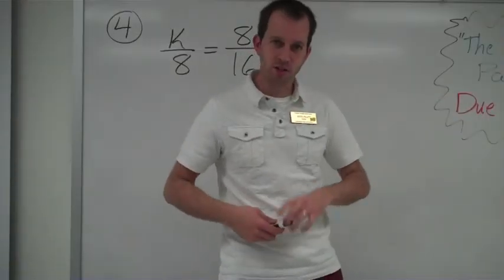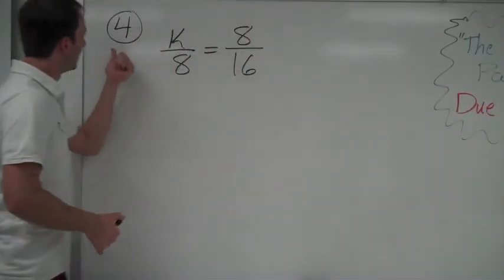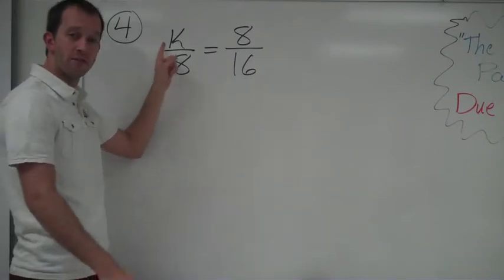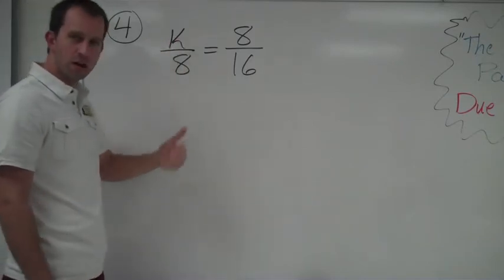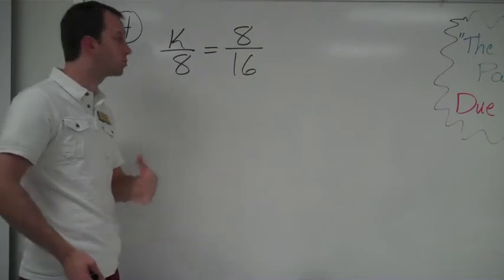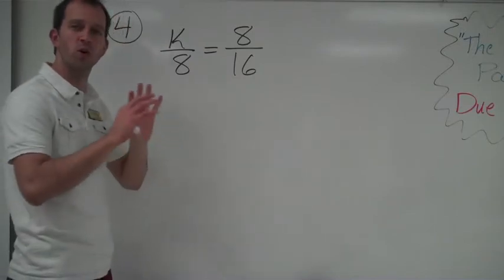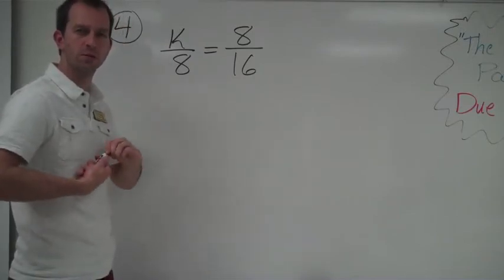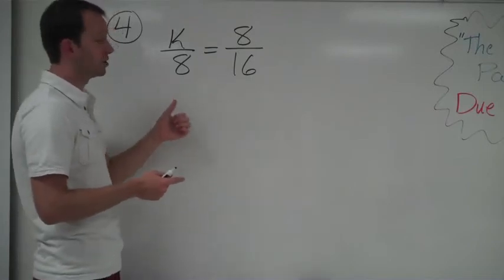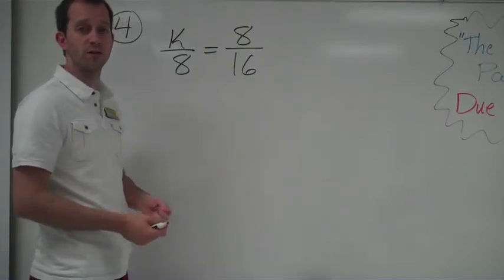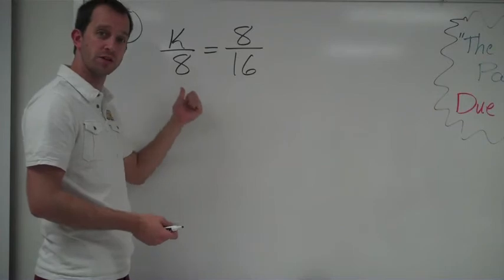Alright, you hungry bears, let's move down to number 4. In problem number 4, we do have a variable. We have k, and our job as a mathematician when we have a variable is to solve for that variable. We want to know what number it is equal to. We have 2 strategies to solve these. Number 1 is called the scale factor. We're going to use the scale factor on this problem.